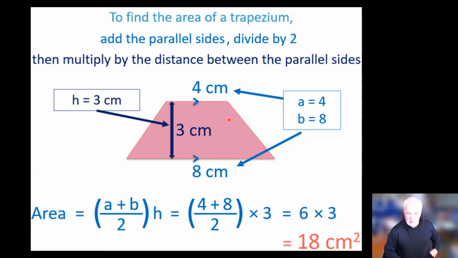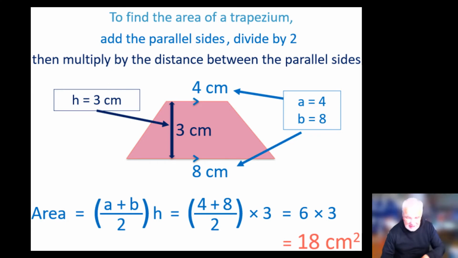To find the area of a trapezium, add the parallel sides, divide by 2, and multiply by the distance between the parallel sides. So here you've got 4 plus 8, your parallel sides, added together, 12, and divide by 2, 6, and then multiply by the distance between them, the height, 3. Sixes are 18. And there you go. Pretty straightforward, really. That gives you the area of the trapezium in centimeters squared in this case.